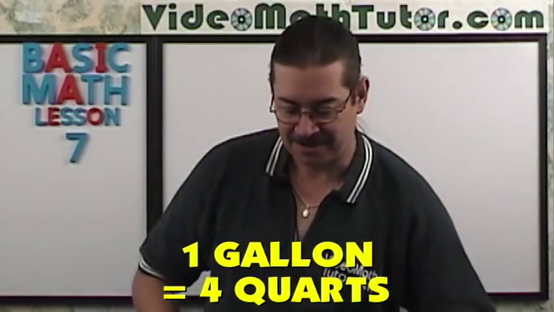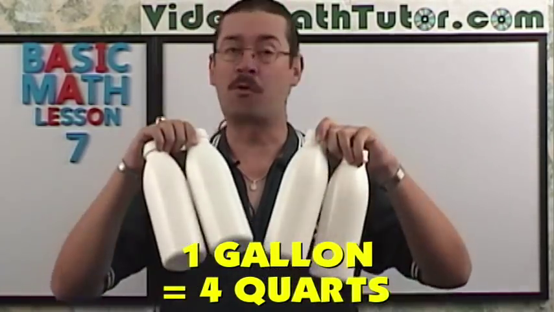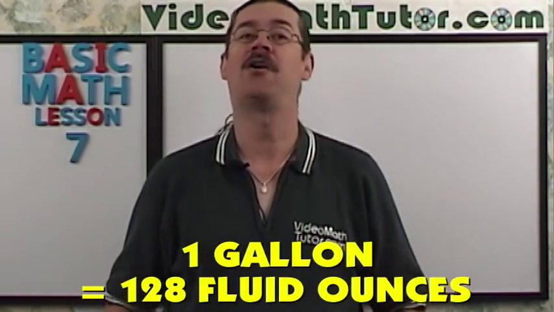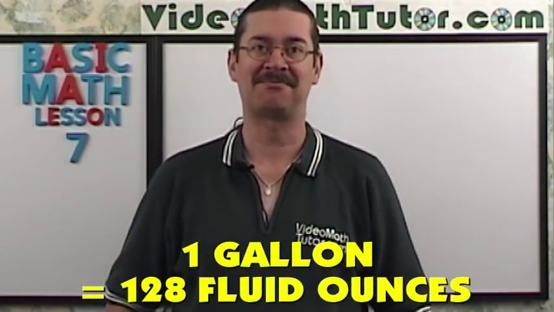1 gallon is equal to, okay, I'm not full, got a little thirsty. Anyway, a gallon is equal to 4 quarts. Also equal to 128 fluid ounces.